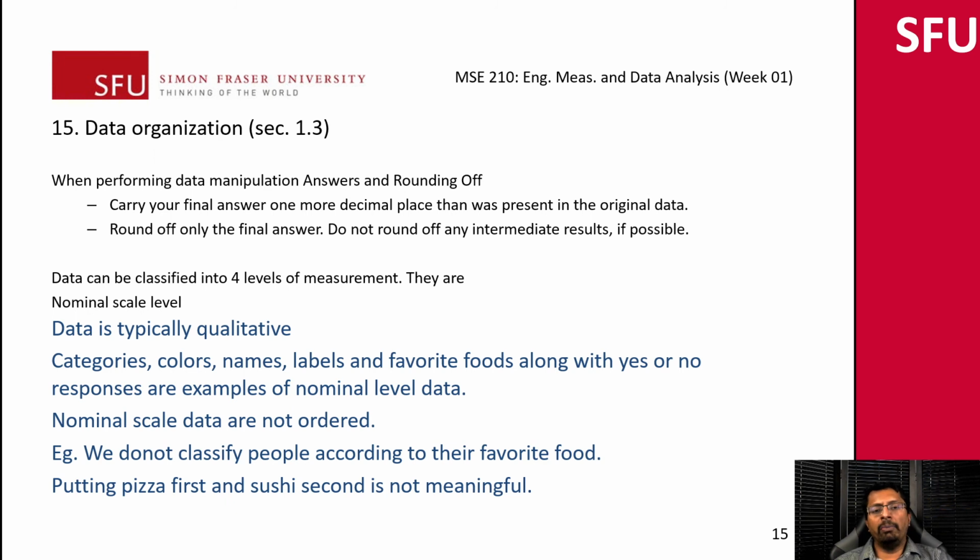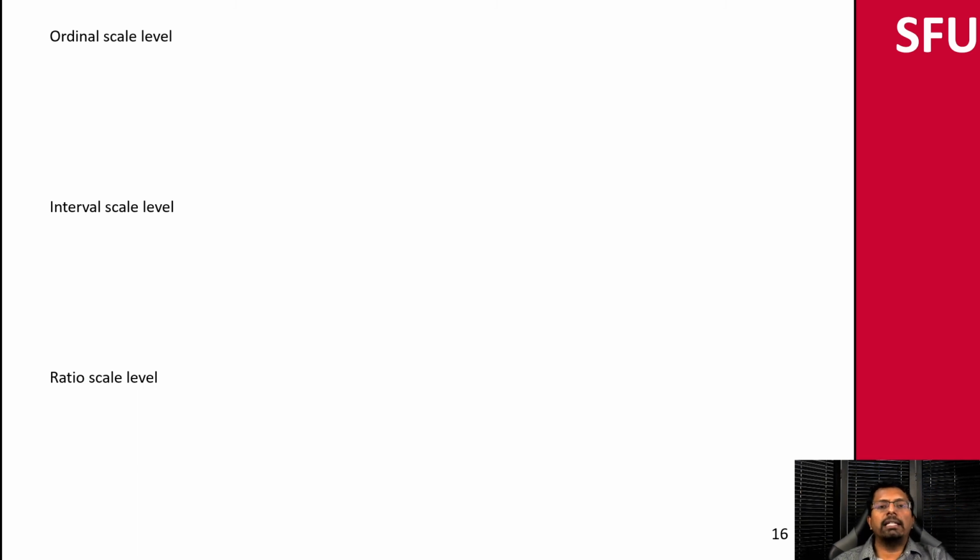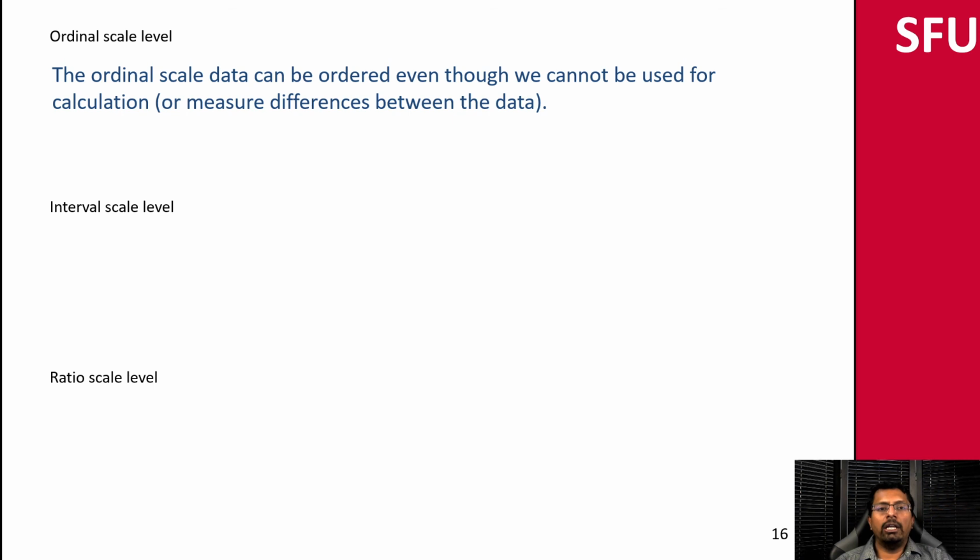Again, putting pizza ahead of sushi doesn't make sense in a similar way. The next scale is the ordinal scale. Here, the data is ordered, even though we cannot use it for calculation or for any measured differences. An example would be the list of the top 5 national parks in the United States.